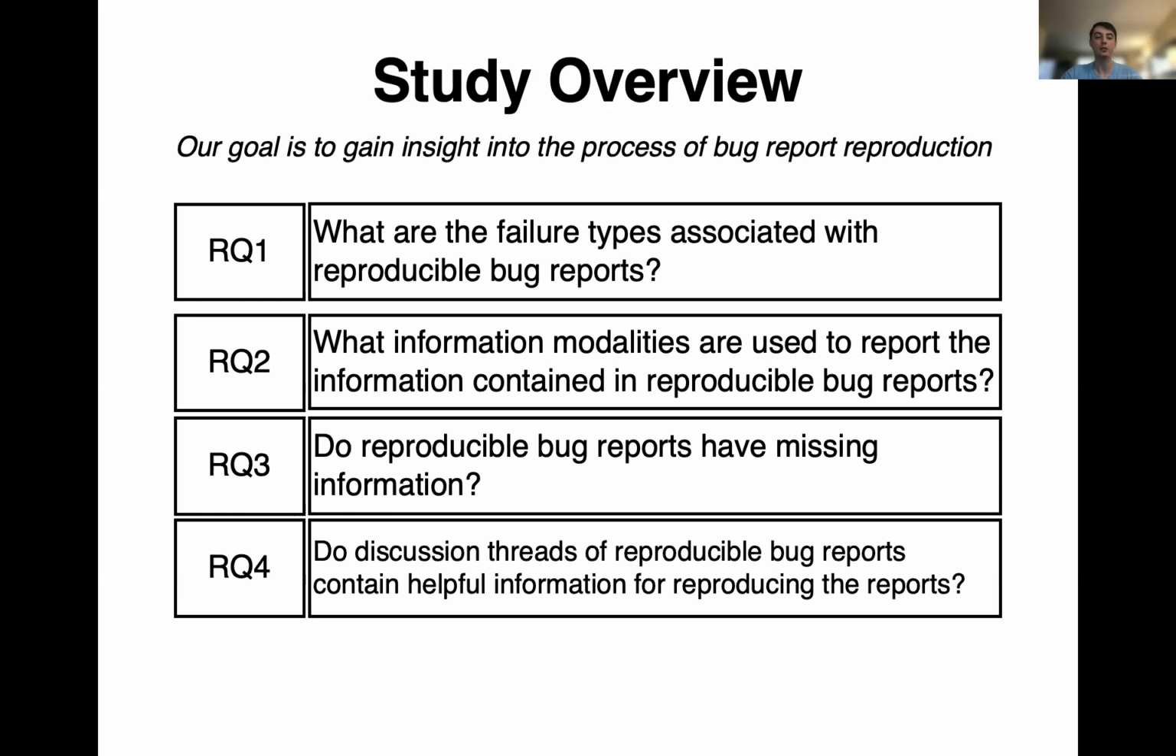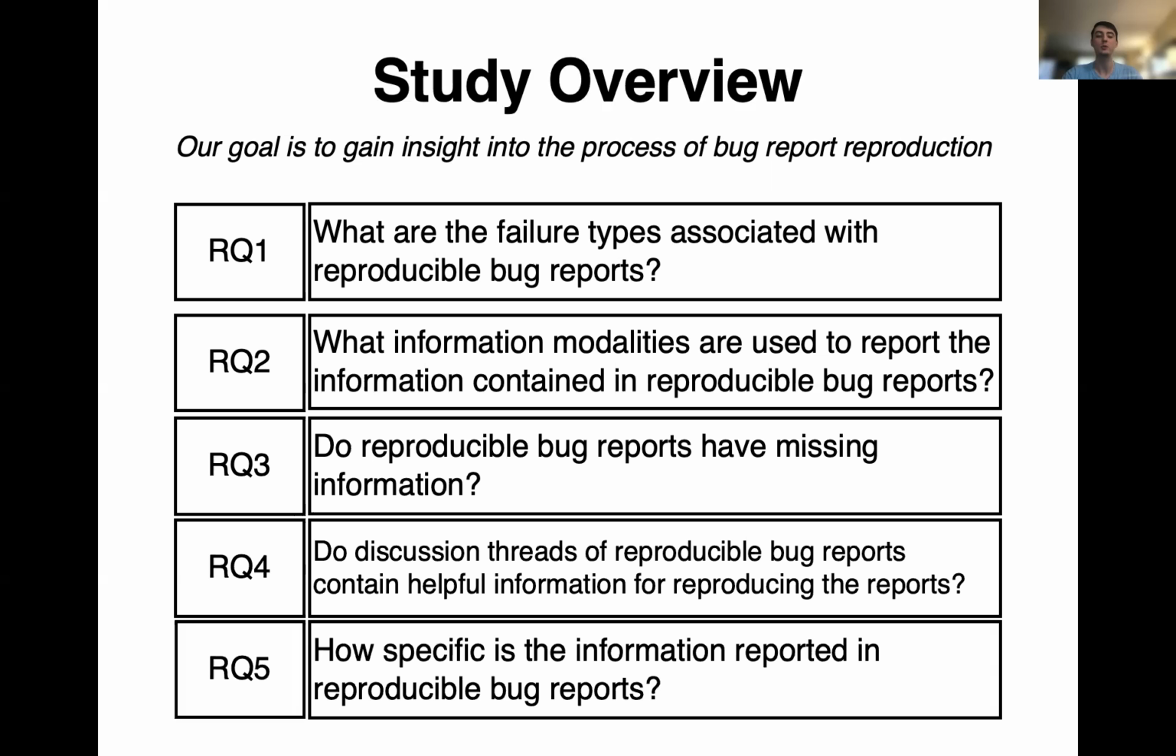RQ4 asks if discussion threads on reproducible bug reports have any helpful information for reproducing the bugs. So is there needed information that is only being added in the discussion as opposed to the initial post on a bug report? And finally, RQ5 asks how specific the information reported in reproducible bug reports is. This is once again very relevant to automated reproduction techniques, as something that would be specific enough for a user to understand might not be specific enough for an automated reproduction technique.